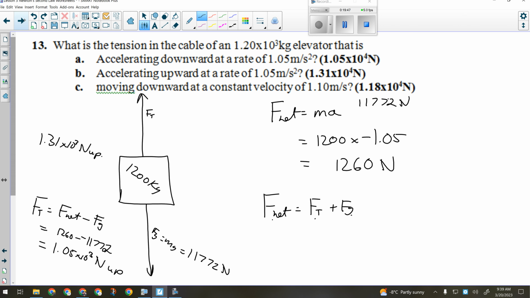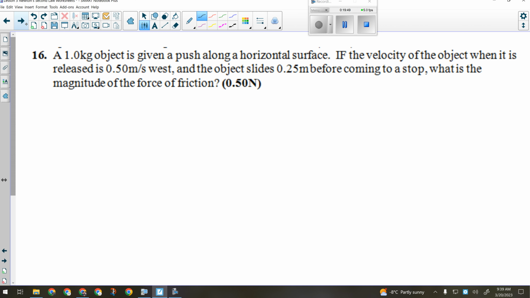All right, let's look at 16 as well, and we're going to move on here. So in number 16, we have this object given a push along a horizontal surface. If the velocity of the object when it's released is 0.5 meters per second west, and the object slides 0.25 meters before coming to a stop, what is the magnitude of the force of friction?